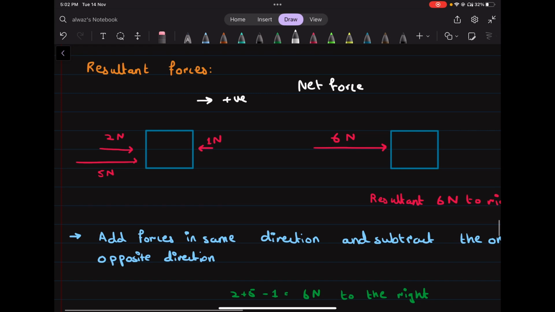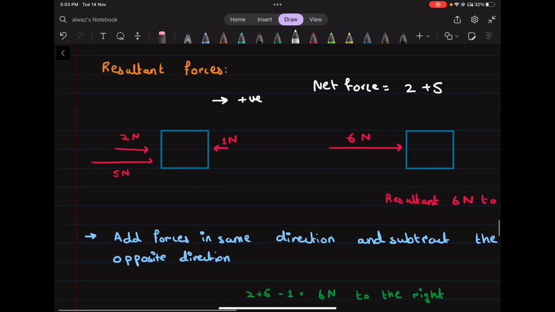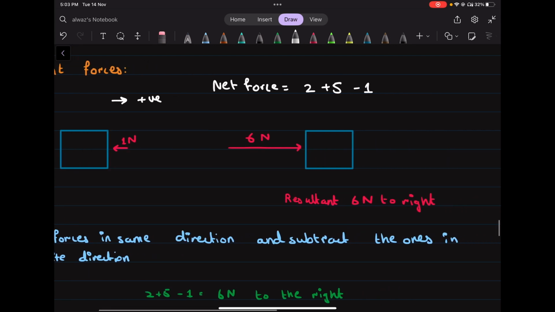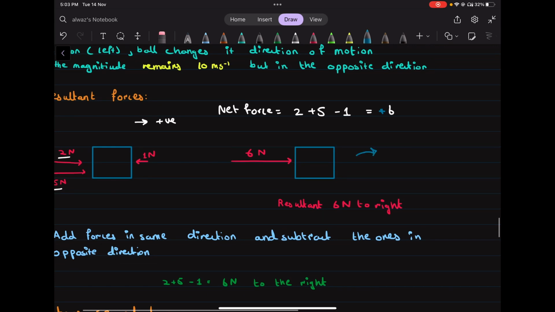This means that 2 plus 5. Now, why are these two positive? Because they're moving towards the right. These two forces are towards the right, so they're positive. Minus 1, and the 1 is negative because it is in the opposite direction, is equal to 6. Now, keep this in mind that this 6 is positive, which indicates that this force is acting towards the right. So when we draw the diagram, we can see that the 6 Newton force acts towards the right.